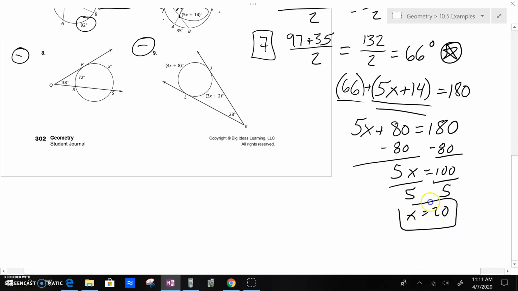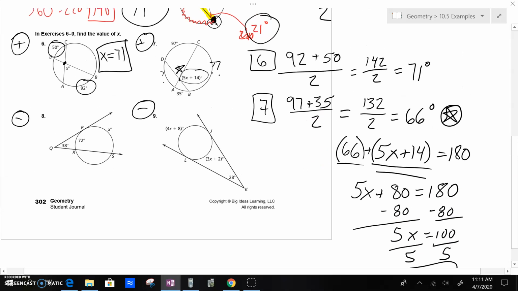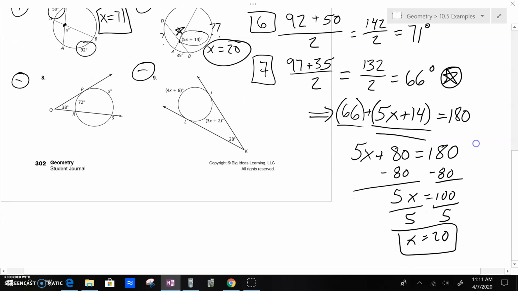So this is a pretty heavy multi-step problem to get to the point where x is 20. That's all they're asking us to do, is just come up with the value for x. So x is 20. So it's a lot of work to get to a really small answer. And again, the way we did it was first found the star. We add and divide by 2. Then we're going to use that along with the 5x plus 14, and that's this step right here. We're going to combine those two to get 180 degrees because it's a linear pair. And then we'll solve through and figure out what x is.